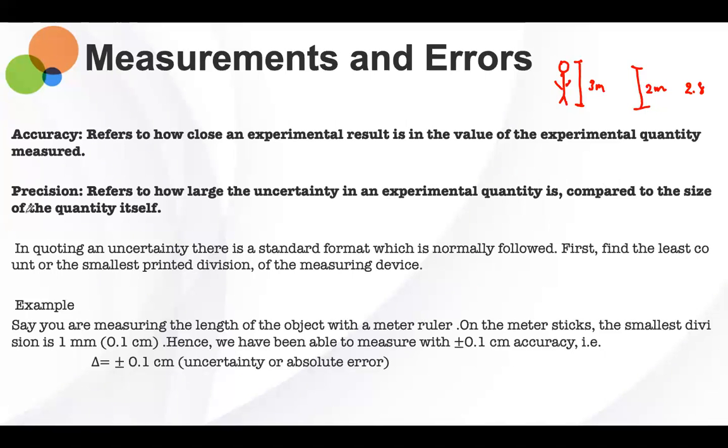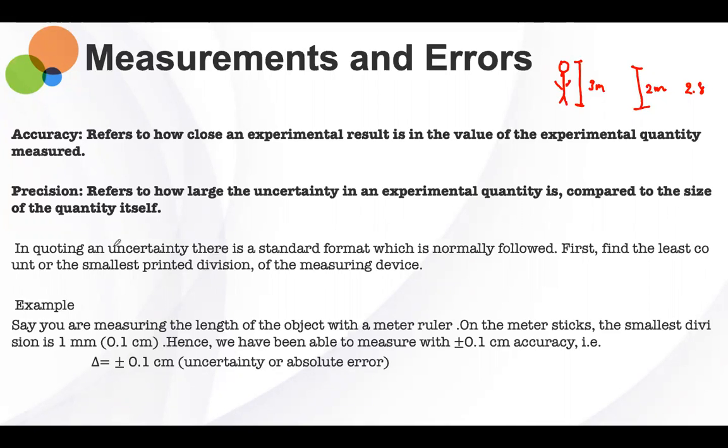Precision, on the other hand, refers to how large the uncertainty in an experimental quantity is compared to the size of the quantity itself, right? I'll explain this as well, right? The uncertainty, right, is, all right, let's just read this and then let's explain it.